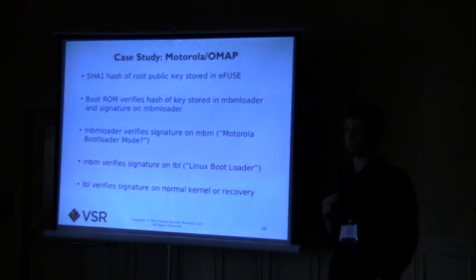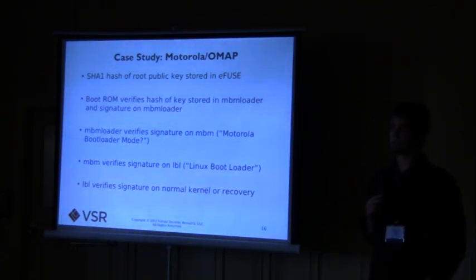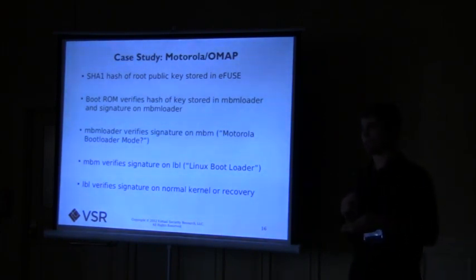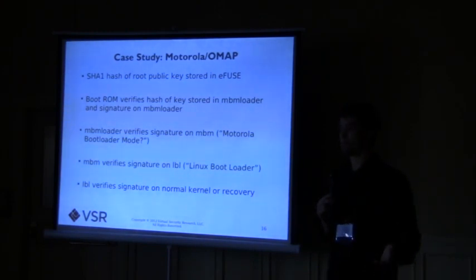When the phone turns on, the boot ROM verifies this hash against the hash of a key that's stored in the first stage bootloader. If that hash verifies, then it will check the signature on the bootloader, which is called the MBM loader. Next, the MBM loader will verify the signature on MBM, which is the next stage bootloader, which will in turn verify the signature on LBL, which is the Linux bootloader, and then finally verify the signature on either the normal Linux kernel or Android recovery.